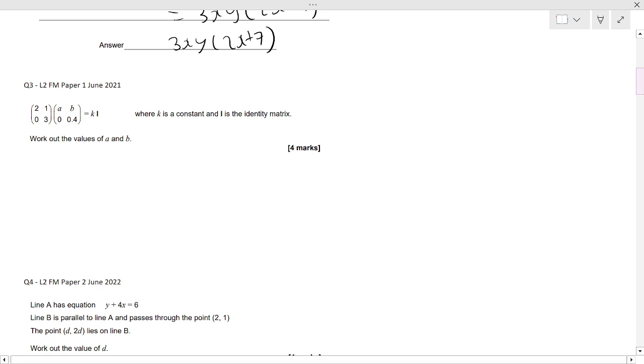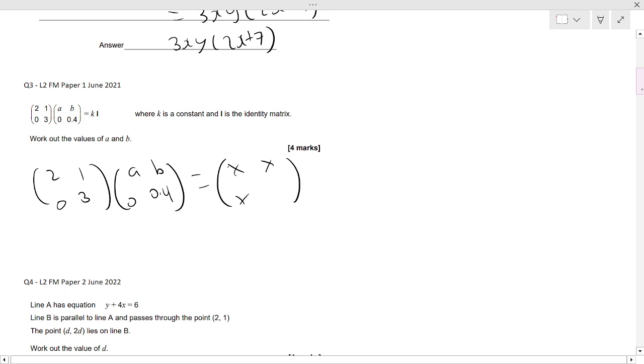So we need to work out this matrix product first of all. That's going to help us a lot, I reckon. So 2, 1, 0, 3 times A, B, 0, 4. That's going to give us another 2 by 2 matrix, so 2 rows and 2 columns. So we're going to have 4 entries.